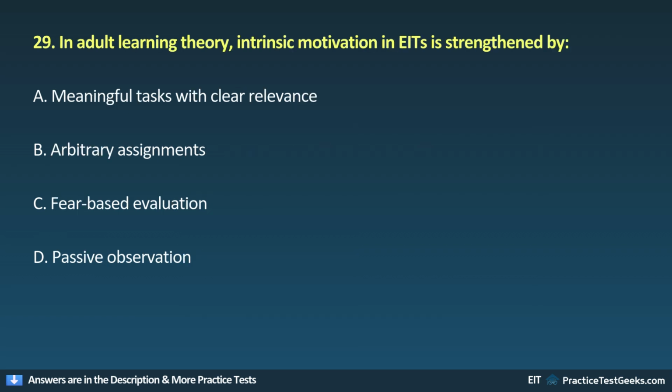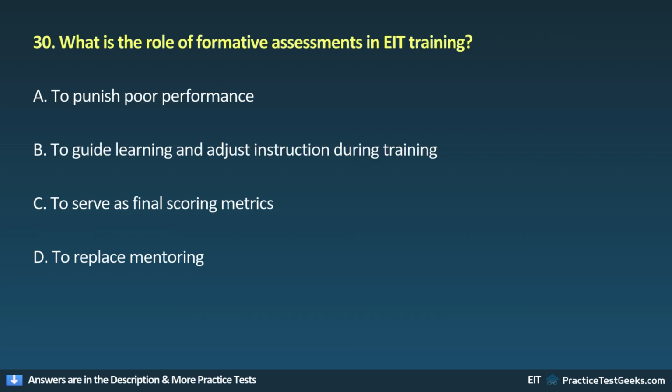29. In adult learning theory, intrinsic motivation in EITs is strengthened by: A. Meaningful tasks with clear relevance. B. Arbitrary assignments. C. Fear-based evaluation. D. Passive observation.